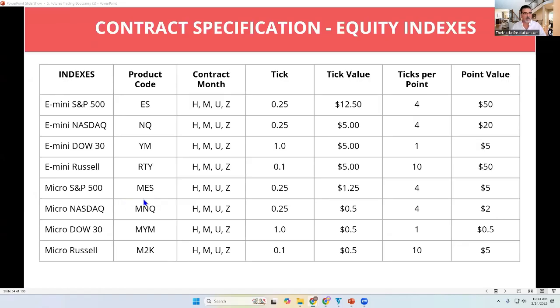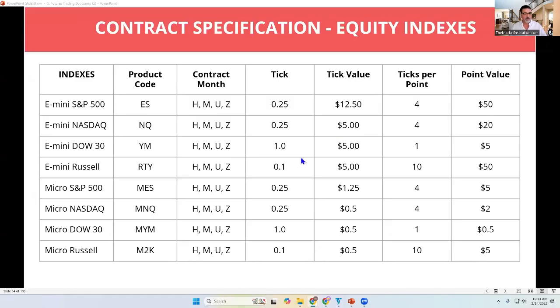With the minis, it trades in 25-cent increments, 25 cents a tick. There's 4 ticks per point. So the tick value on the S&P is $12.50. 4 ticks make a point, which is $50 a point. I know a lot of this might be kind of basic for you, but it's a good review.